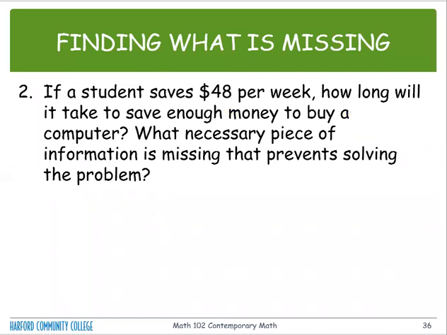Next example. If a student saves $48 per week, how long will it take to save enough money to buy a computer? What necessary piece of information is missing that prevents solving the problem? For this case, the problem asks how long it will take to save enough money to buy a computer, where we don't know the price of the computer. So the missing part would be the computer cost or the price of the computer.